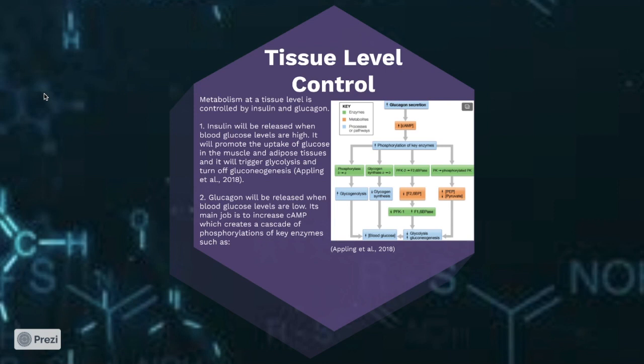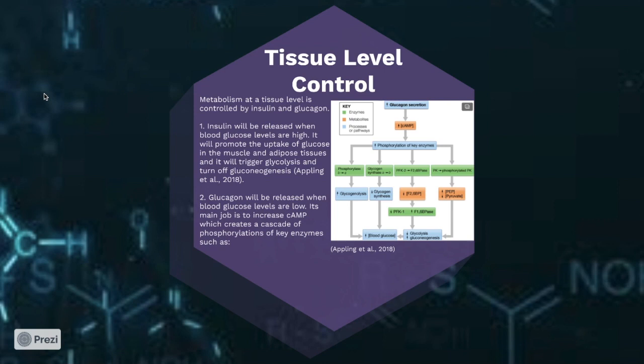It will promote the uptake of glucose in the muscle and adipose tissues and will trigger glycolysis and turn off gluconeogenesis. Glucagon will be released when blood glucose levels are low. Its main job is to increase cAMP, which creates a cascade of phosphorylations of key enzymes such as phosphorylase, beta to alpha, and the other three pictured in the diagram. The above four reactions increase blood glucose levels.